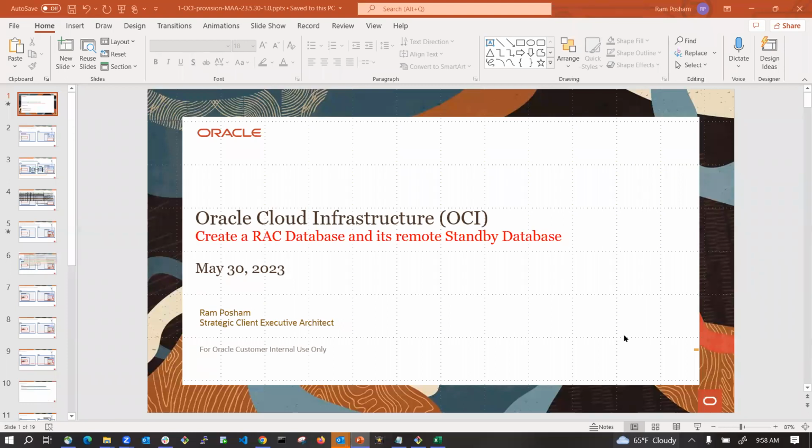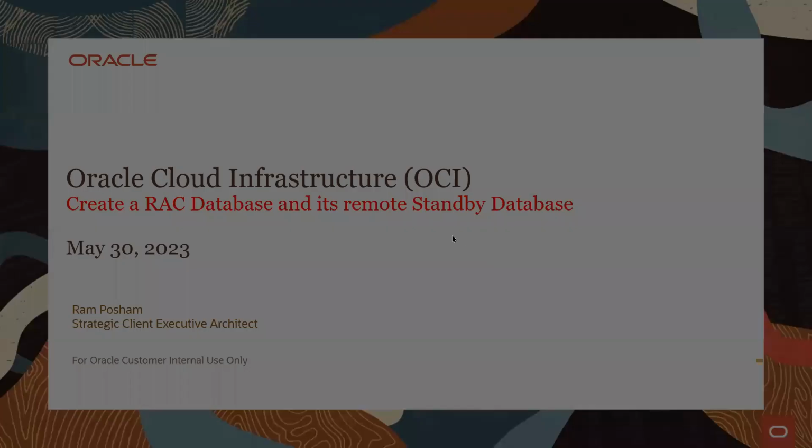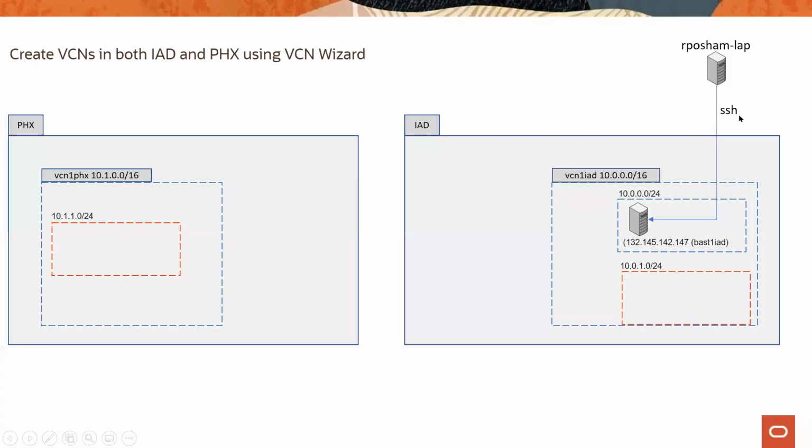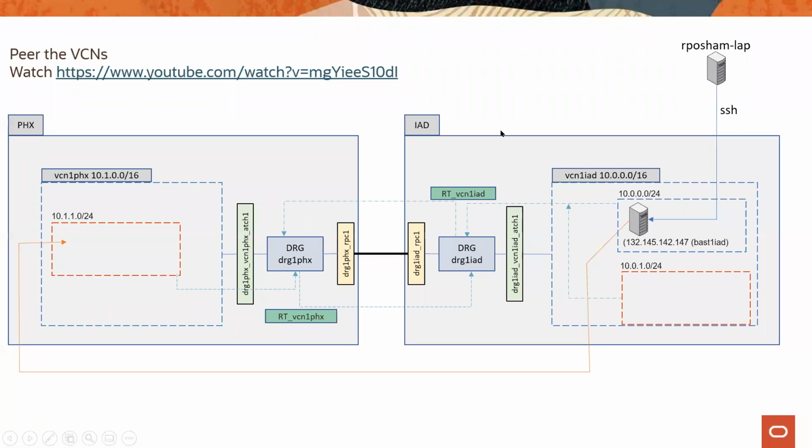Oh, hi. This is Ram Osham again. So let's see what we have done so far. Basically, we created 2 VCNs, one in Virginia, other one in Phoenix. Then after that, actually, I also configured what's called VCN peering.